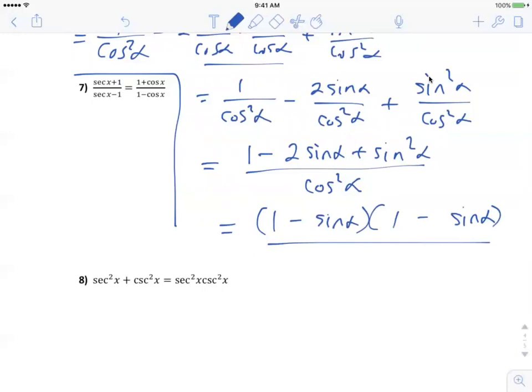Okay. Also, cosine squared, let's get that in terms of sine. It's 1 minus sine squared. Okay. We're almost there. That 1 minus sine squared factors.